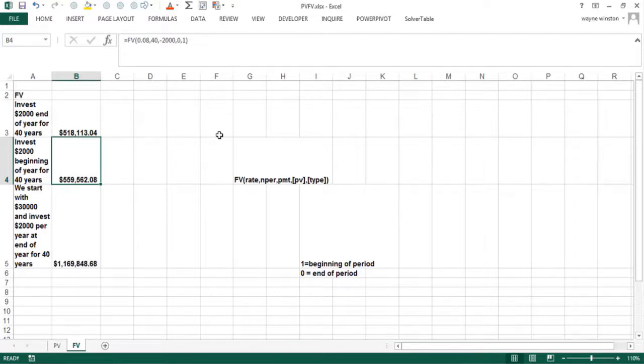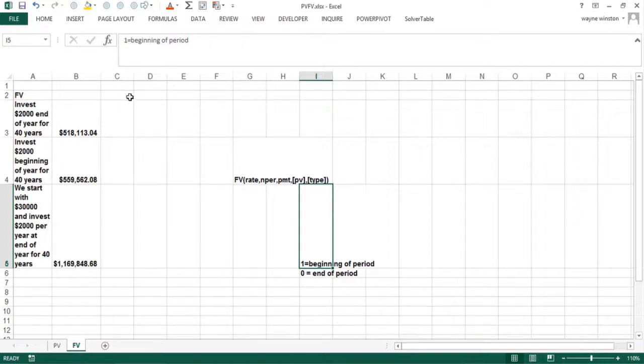Okay, so the FV function means you're putting in money at the beginning or end of each period, and you want to know what it accumulates to given a rate of return. So the rate here is not a discount rate, it's the rate of return on your investments. You say the number of periods, and what's the payment you're putting in each year. PV would mean you have some money now, and then the type is 0 or 1, end of period or beginning of period. It's optional; if you leave it out, as in the PV function, it'll assume it's end of period.